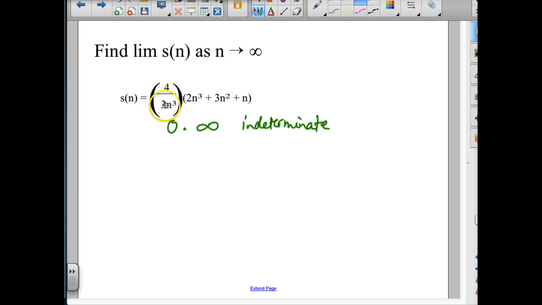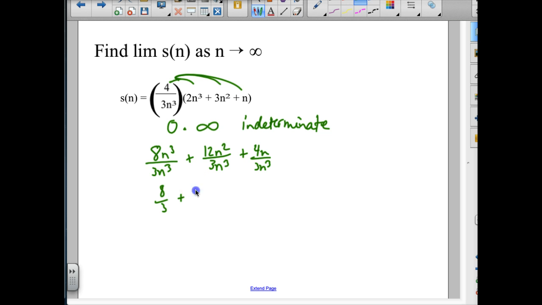Because 4 over infinity is 0, and then infinity plus more infinities is just infinity. So 0 times infinity is indeterminate. So we're actually going to distribute that in. So we'll have 8n cubed over 3n cubed plus 12n squared over 3n cubed plus 4n over 3n cubed. Simplifying, we have 8 over 3 plus 4 over n plus 4 over 3n squared.